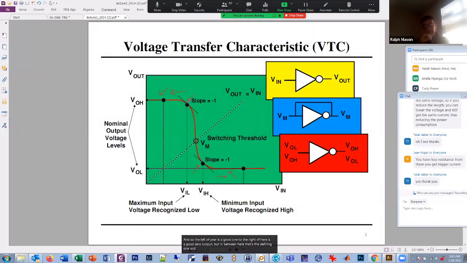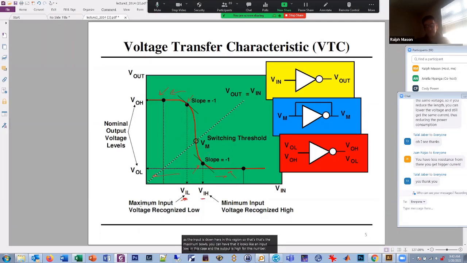And those lines where that happens, we give them a name. If we extend this down to the x-axis, when the input is a logic low and the output is a logic high, that's V input low. And this one here, we extend it down to the x-axis, we call it V input high. And basically what we're saying for V input low, as long as the input is down here in this region, that's the maximum voltage you can have that looks like an input low, and the output is high for this inverter.